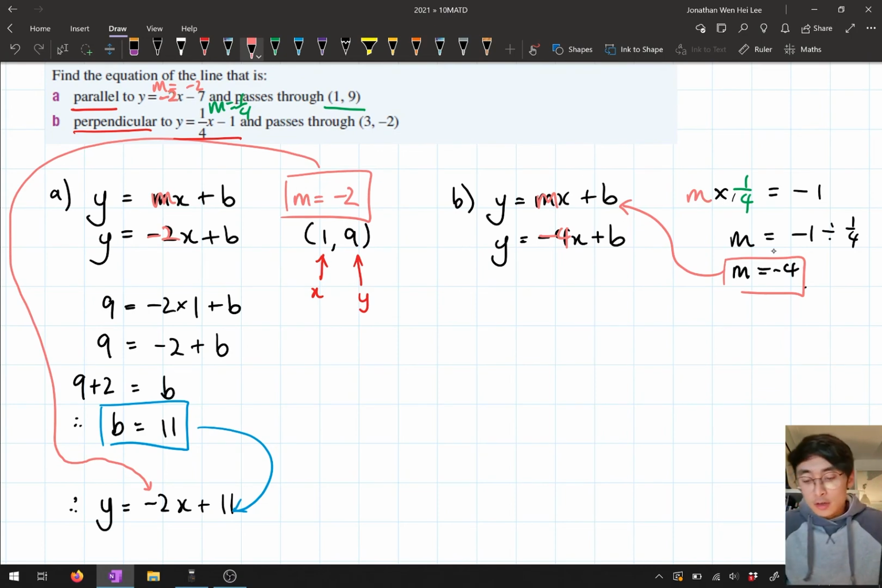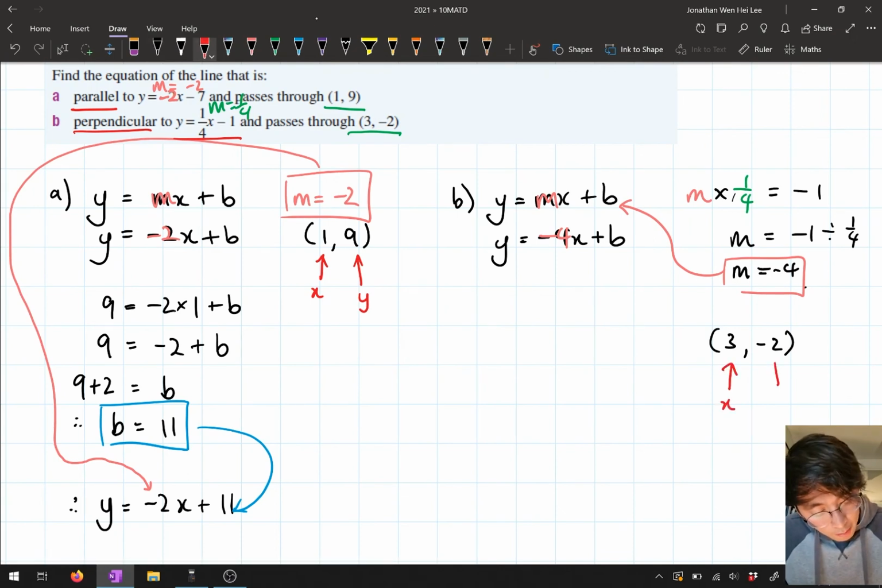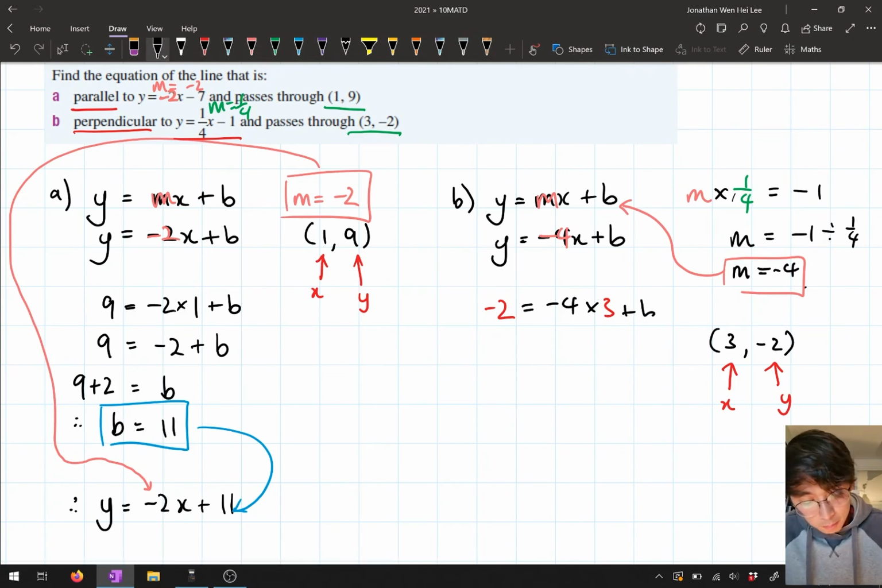The second part that we need to do is substitute that point 3, negative 2 into this. So I'm going to write down my point here, 3, negative 2. My x value is 3, my y value is negative 2. I'm just going to substitute these values in. Wherever I see x, I'm going to replace it with 3, and wherever I see y, I'm going to replace it with negative 2. So here in my equation, that just becomes negative 2 on my left-hand side, for y is equal to negative 4 times 3 plus b.